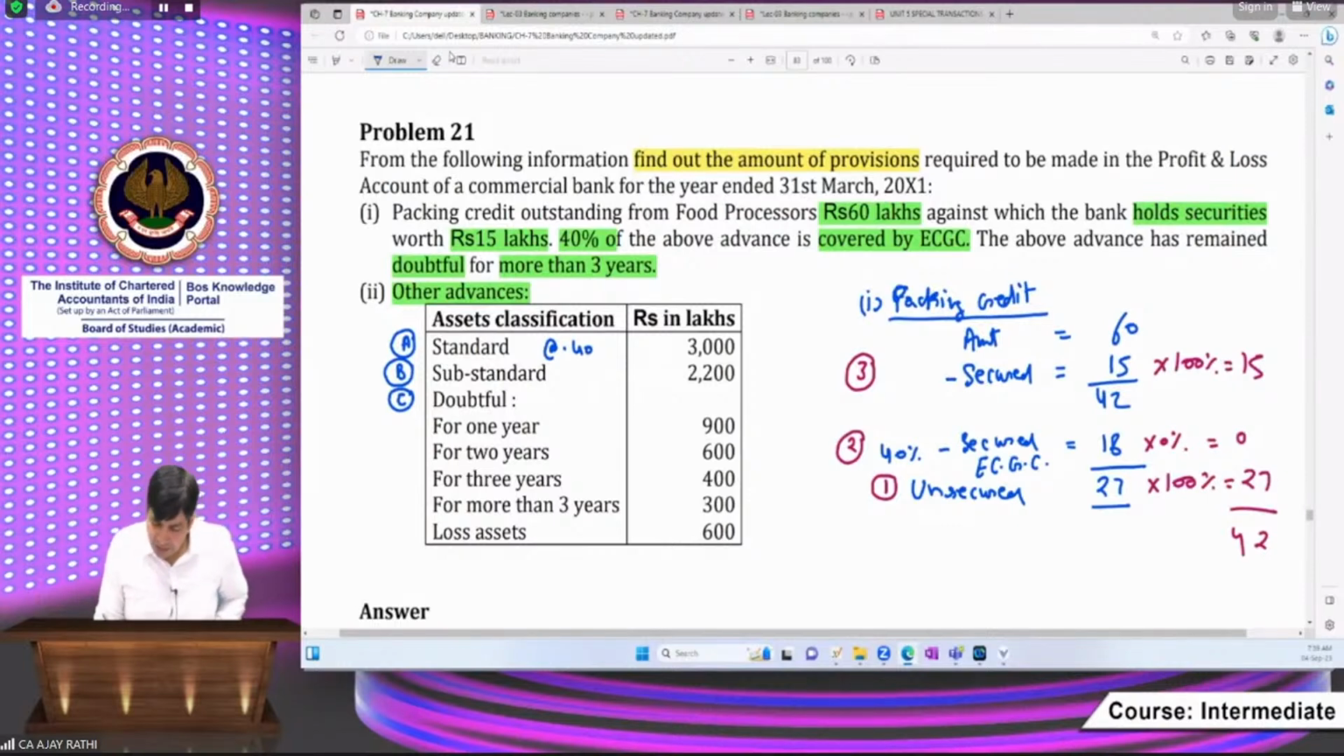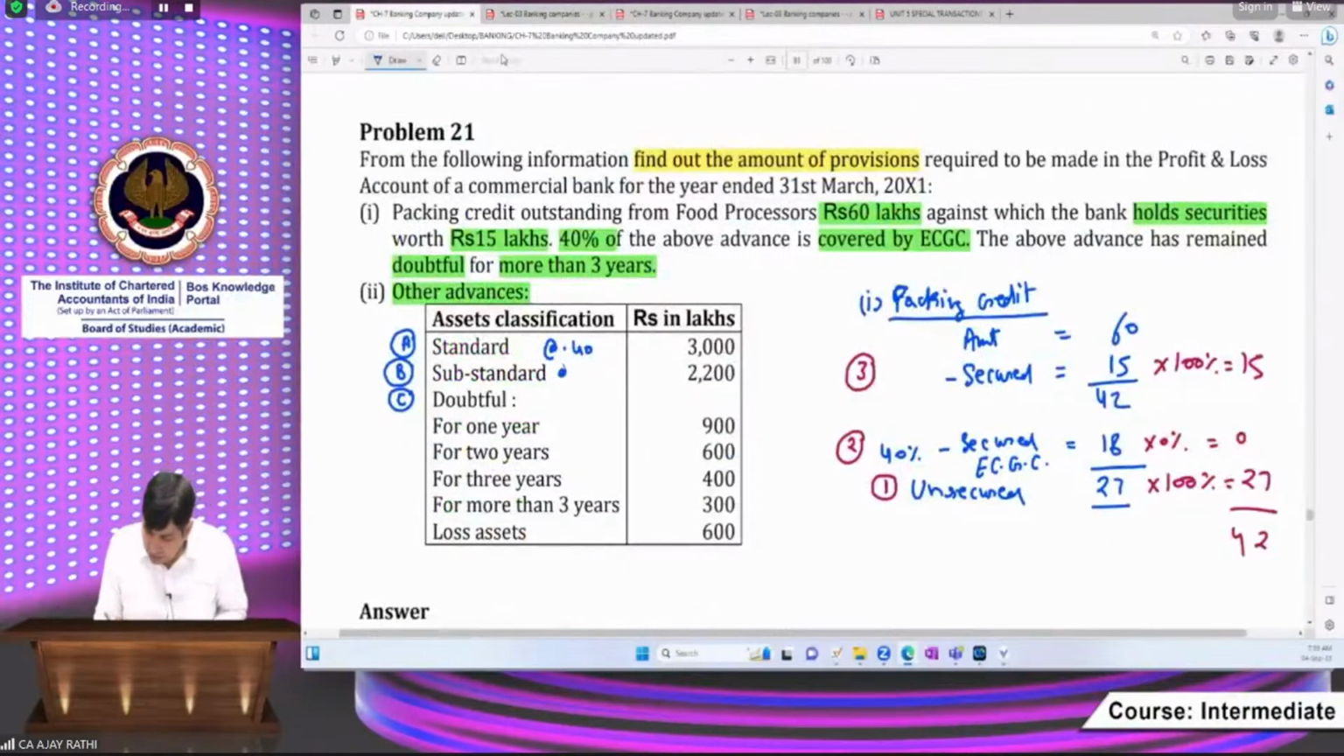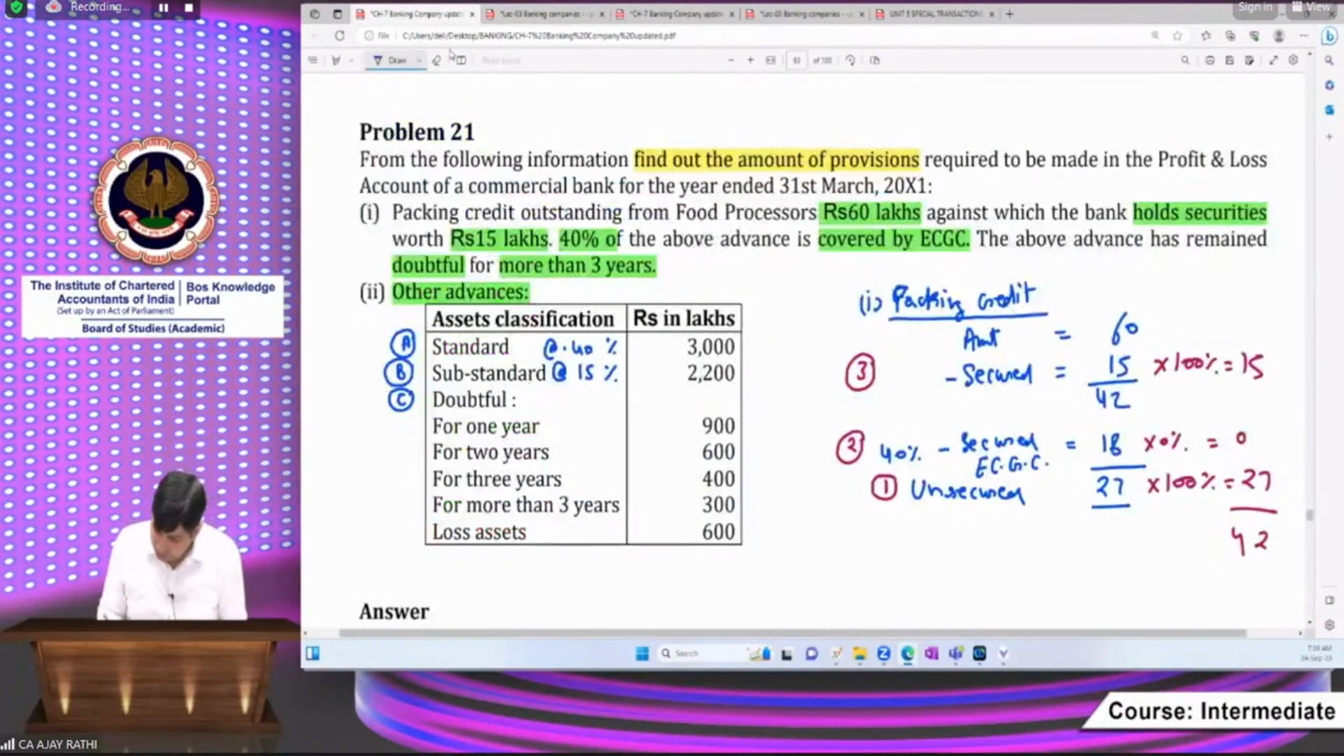In case of substandard, we have to check whether it is secured or unsecured. If nothing is given, then always pre-assume that it is secured. And the percentage is 15%. Very good, Harshit. Next, for doubtful up to 1 year, how much? That is 25, and then 40.